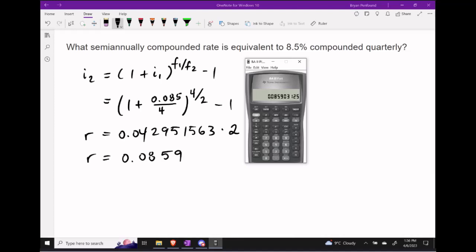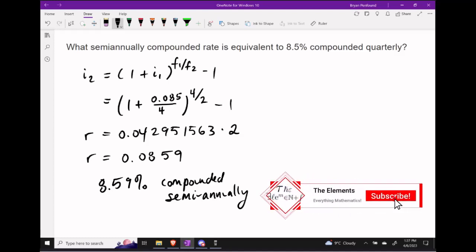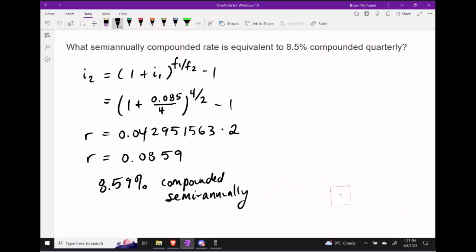And we get that R is about 0.0859. So that means a rate of 8.59% compounded semi-annually should be roughly equivalent to a rate of 8.5% compounded quarterly.